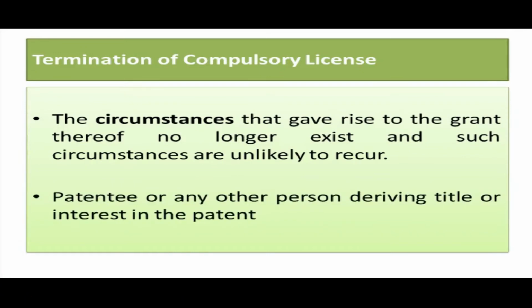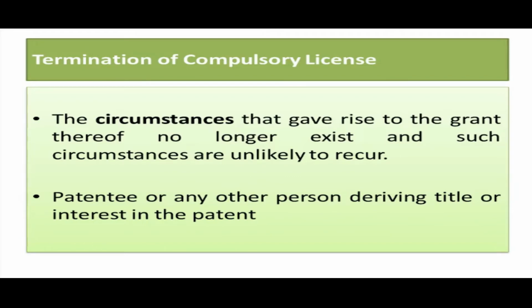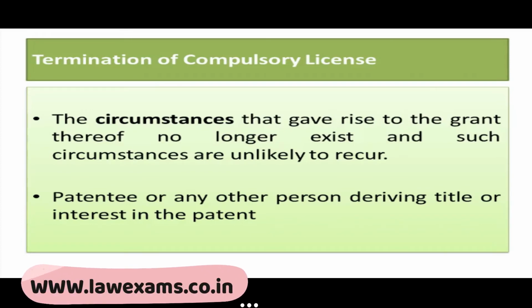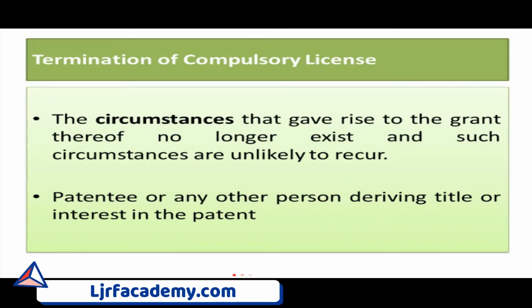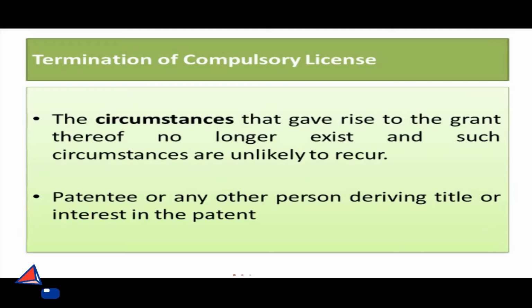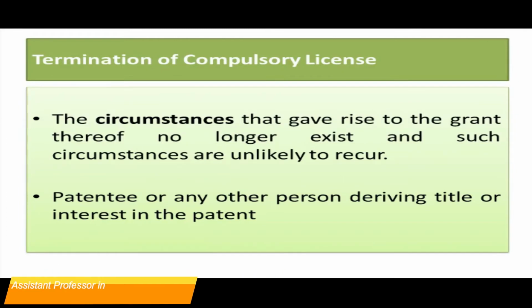The patentee or any other person deriving title or interest in the patent. The compulsory license is granted, and the patentee himself is deriving title in the patent. So what happens is the compulsory license is granted, and again it goes back to the patent. If that be the situation, then that's an appropriate situation where compulsory license is terminated.